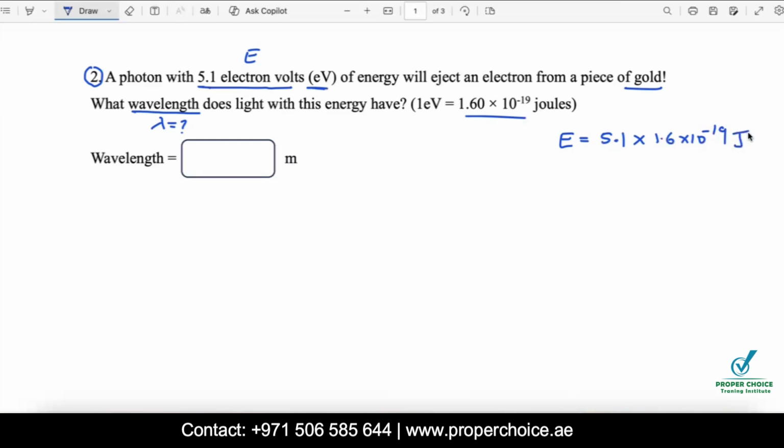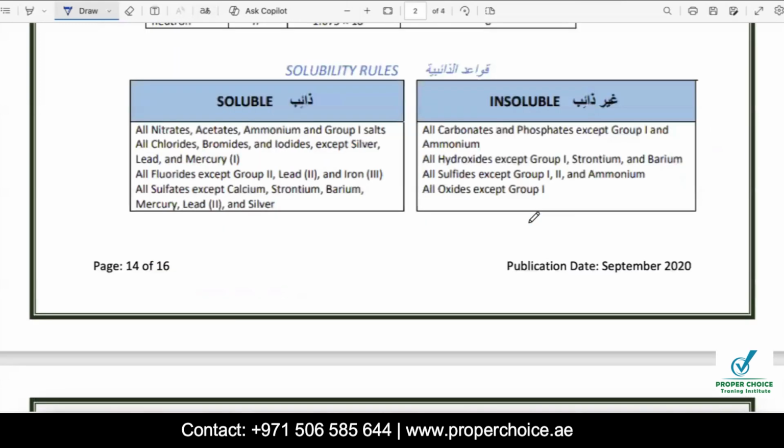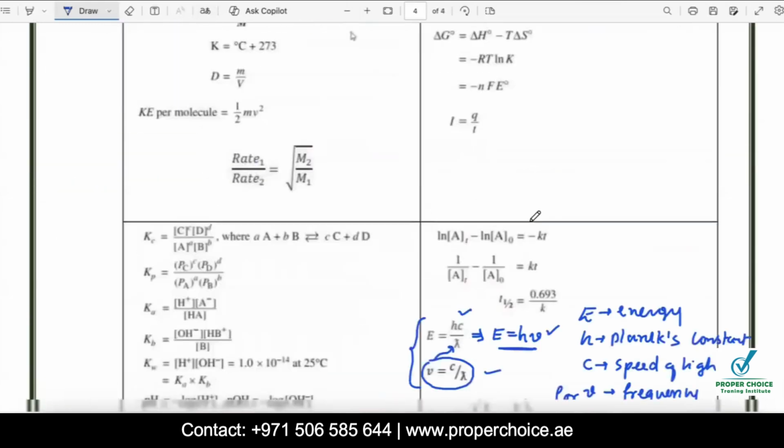So if you just multiply this value, what are you going to get? 5.1 times 1.6 gives us 8.16 into 10 to the power negative 19 joule. So that is how you convert. Now use the formula. Which one? The relation between the energy and the wavelength.